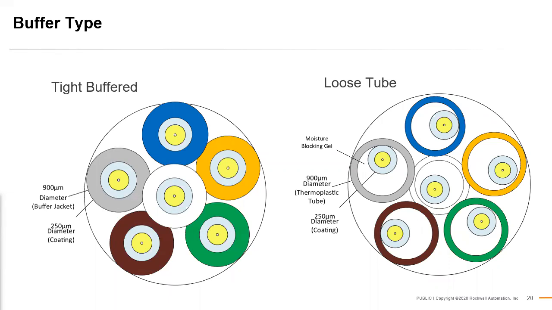Because we don't have a strength member in a tight buffered cable, what we do have is some, if you've ever opened up one of those cables, you'll see some yellow material in there, and that's actually Kevlar. That's your strength member for these cables.